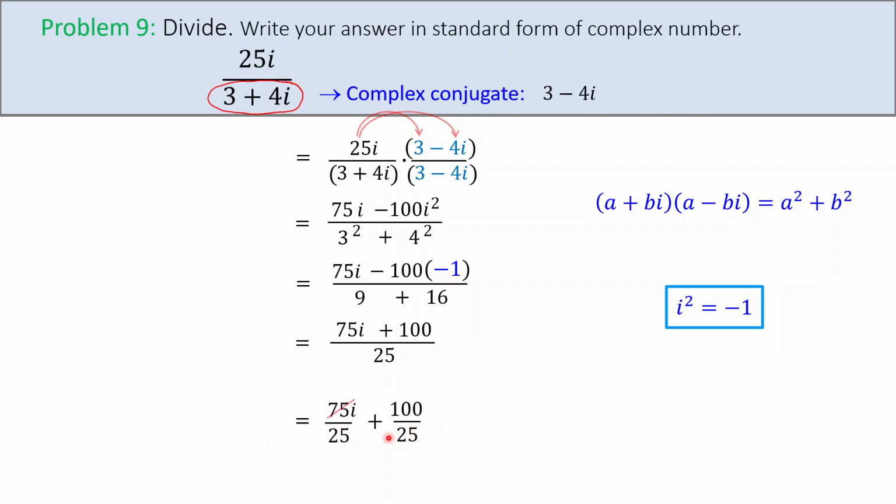equal to. Now you can divide 75 by 25. You get 3i. Here 100 divided by 25 is 4. So equal to 3i plus 4, equal to, first write this 4, then this plus 3i. So this is in standard form. So this is the answer.